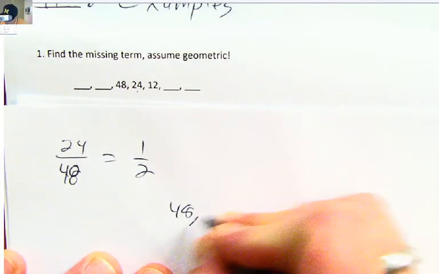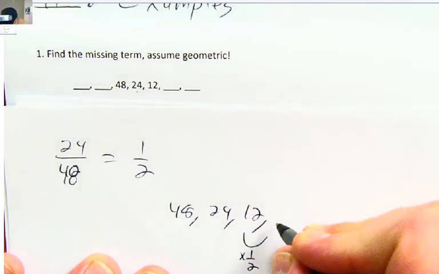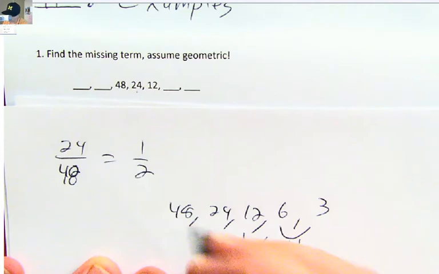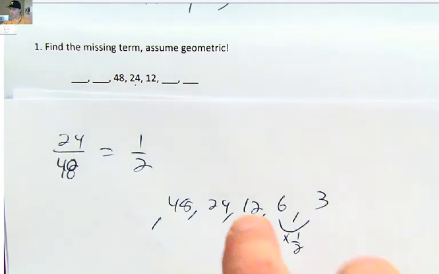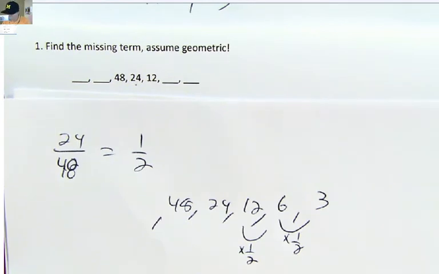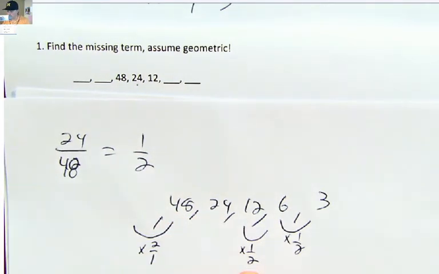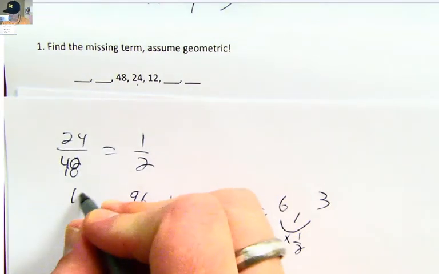So 48, 24, 12. 12 times 1/2 is 6. 6 times 1/2 is 3. And then in the other direction. And if you're going to go in the other direction, you could think of it 2 ways. Instead of multiplying, you could think of it as dividing. So 48 divided by 1/2. Or you could think about it this way, is you're going to multiply, but multiply by the reciprocal. So instead, if you multiply by 2 instead of multiplying by 1/2, you'd get 96. And then if you multiplied 96 by 2 over 1, again, the reciprocal of 1/2, you'd get 192.